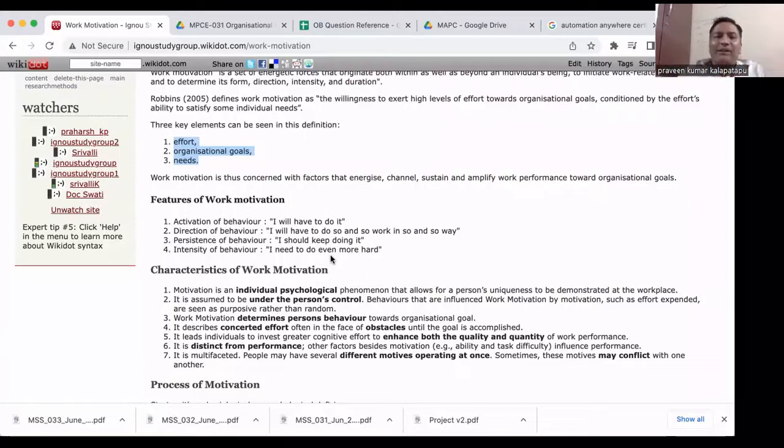And then that is the activation of the behavior. So basically you are thinking, okay, I will have to do that. So it is the initiation point. The second point is direction. Okay, fine, you will have to do that. So how do you want to do it? What exactly do you want to do? That is giving the direction to your motivation. That is the second aspect.